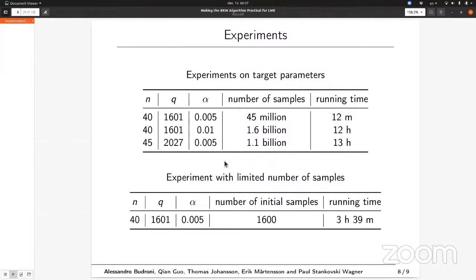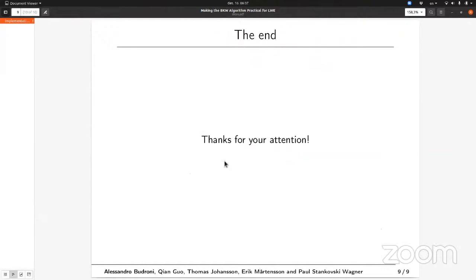And so we managed to do it. This is a proof that it is not necessarily true that you need a lot of samples to solve LWE instances. So thanks for your attention.